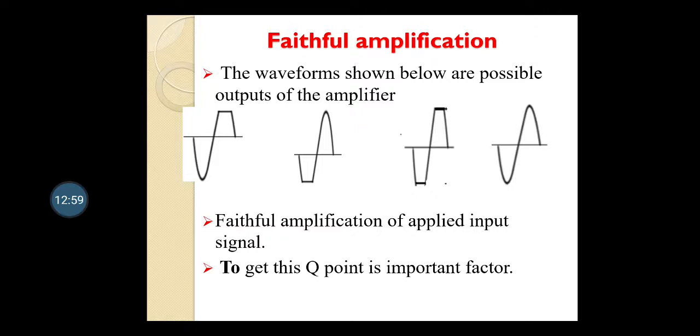In the third, you can see the negative half cycle is distorted and the positive half cycle is also distorted. So both ways the shape of the half cycles is changed. But in the last one, you can see it has a perfect shape. So that is called faithful amplification. That is the work of the amplifier. The amplifier will preserve the shape and increase the amplitude. It will not change the frequency, it will not change the time period. So that is faithful amplification.